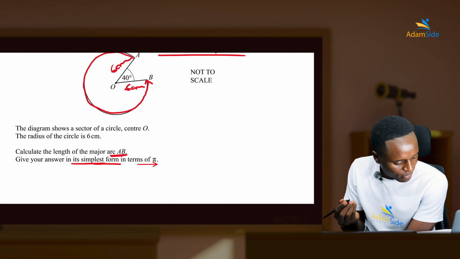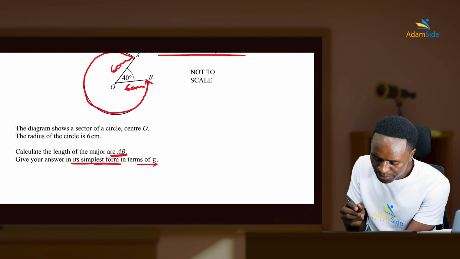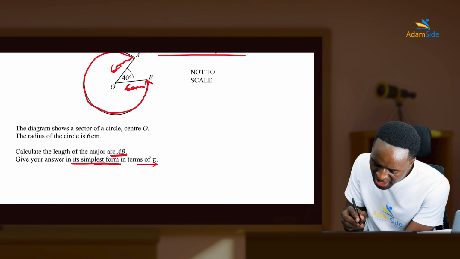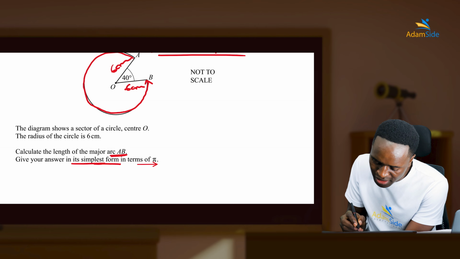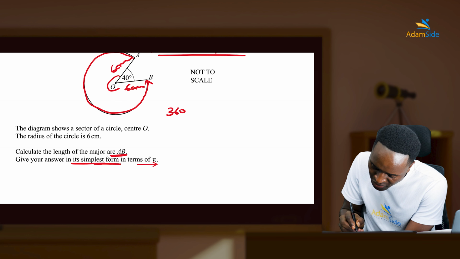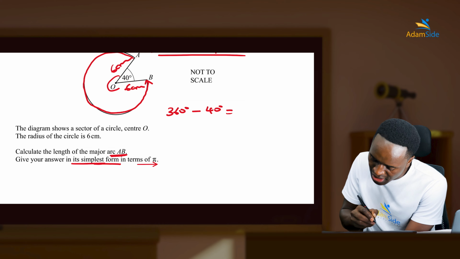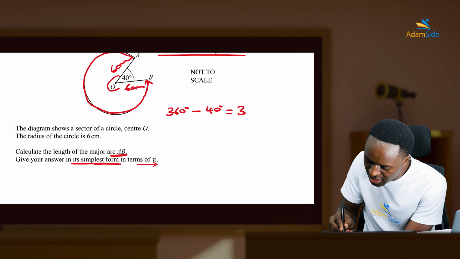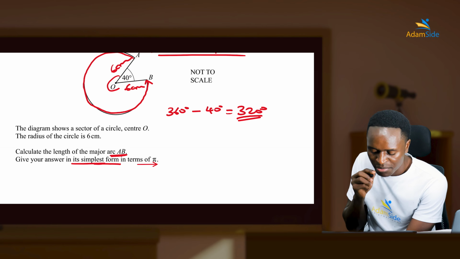And we know, to get the formula, it's very simple. So the major arc, obviously, we know angles at a point add up to 360. So the major arc, this one will be 360 degrees minus 40. The answer will be 320 degrees. This is the angle of the major arc.